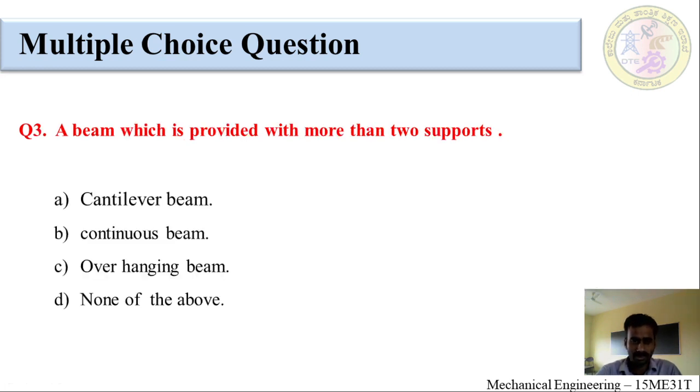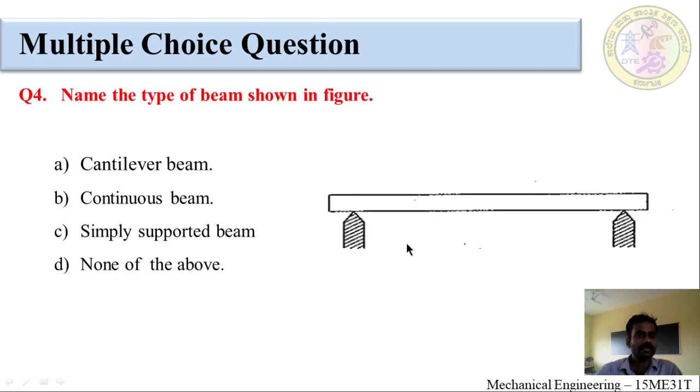For the question number 3, a beam which is provided with more than 2 supports. So as we know, if the beam is supported with more than 2 supports, then that type of beam is called continuous beam. So option B is the right answer. Now name the type of beam shown in figure. So by seeing the figure we can clearly say this beam is a simply supported beam, because the beam is simply placed on 2 supports, freely placed on the 2 supports, hence this is a simply supported beam.